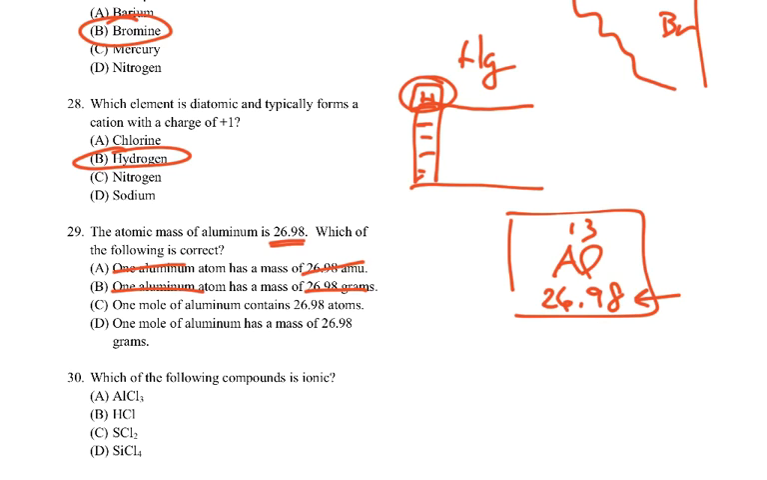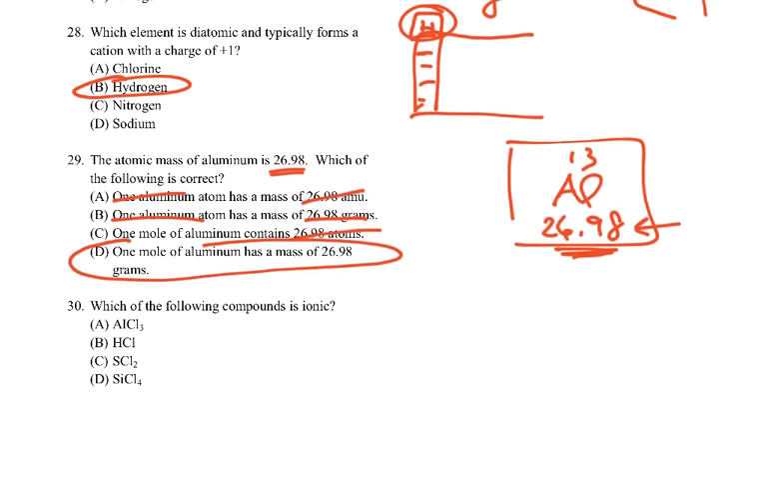One mole contains 26.98 atoms? Now that sounds good, but no, 1 mole contains 6.02 times 10 to the 23. But 1 mole would have a mass of 26.98 grams. Yes, that's a true statement about 29.